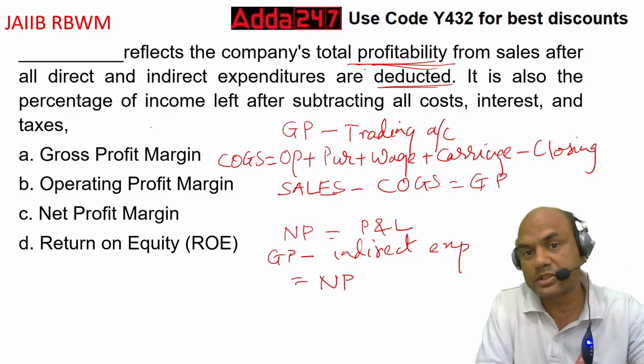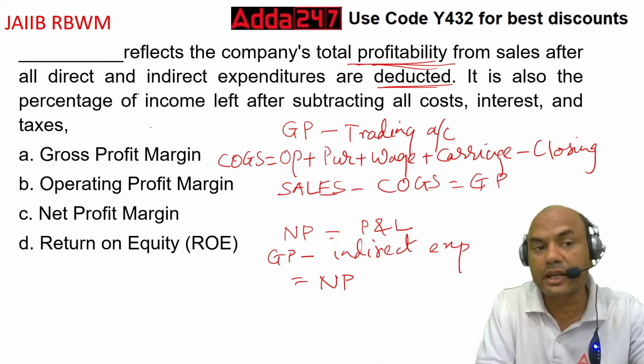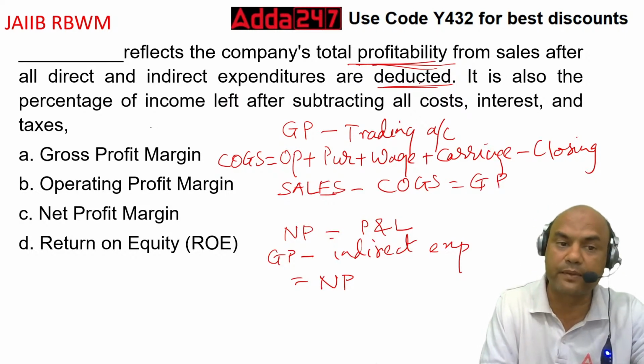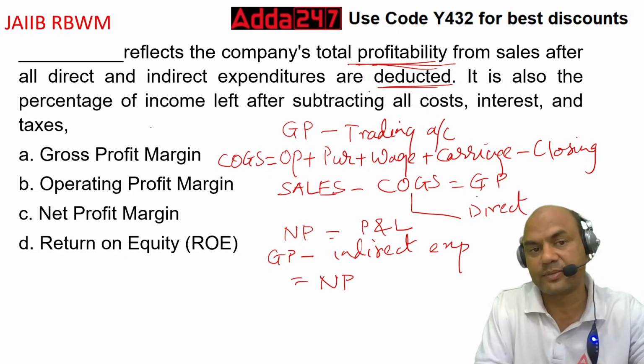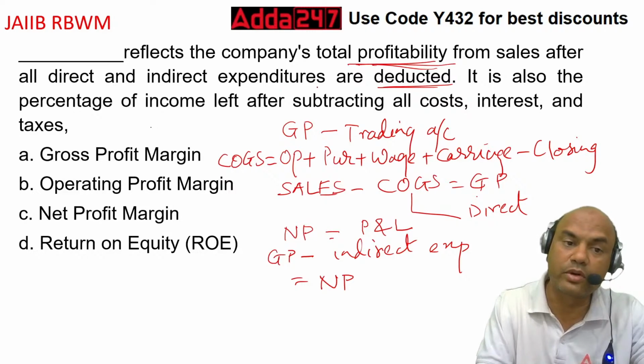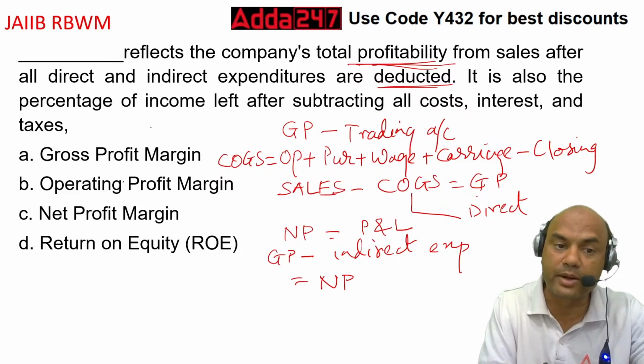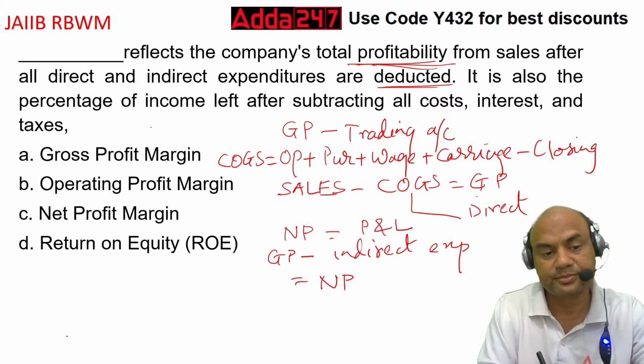So now what is the question? After deducting all the direct and indirect expenses, whatever I get. See, COGS is direct expenses. These are direct expenses. And in P&L you have indirect expenses. So when you deduct both of them, what do you get? Gross profit margin, operating profit margin, net profit margin, ROE, return on equity.